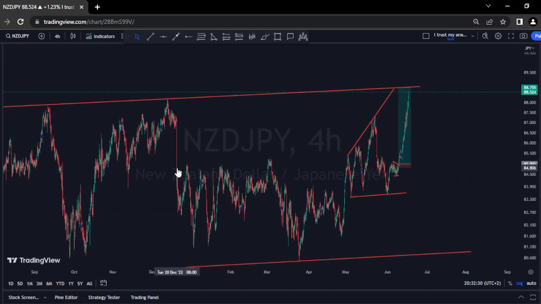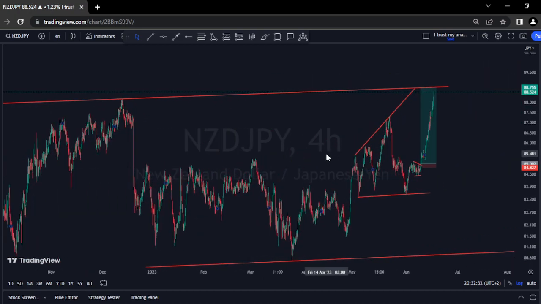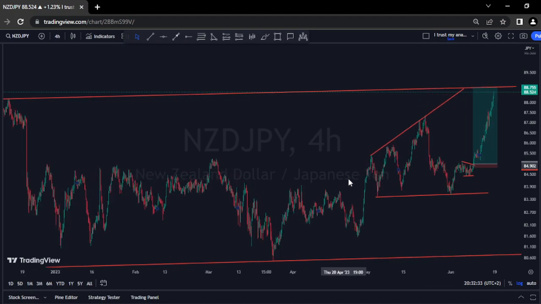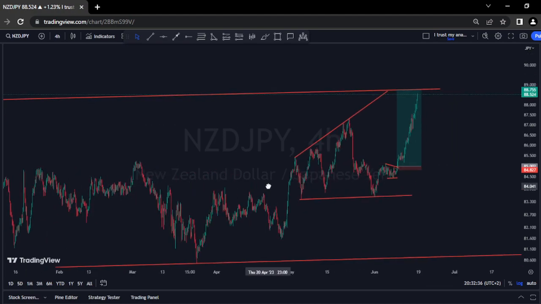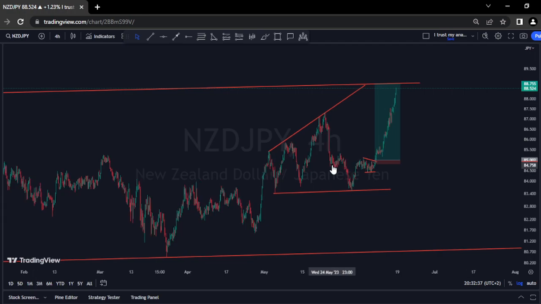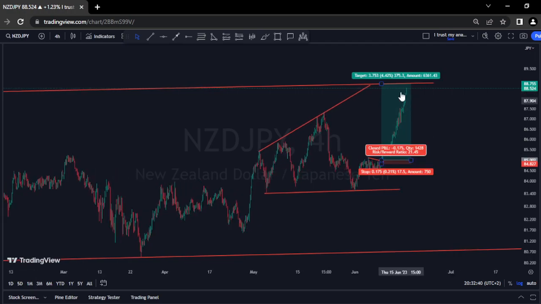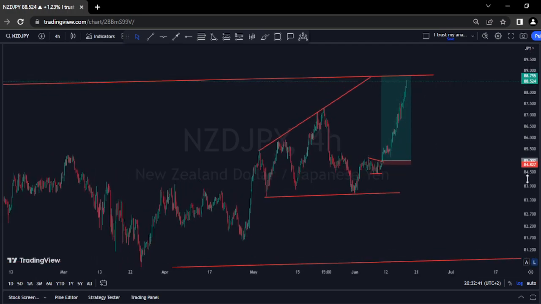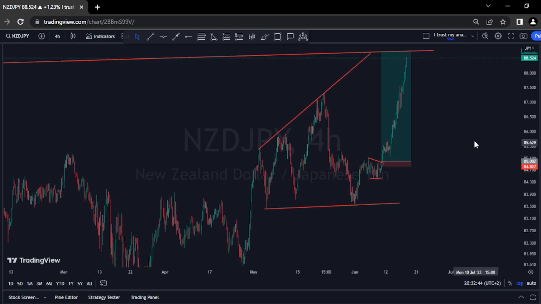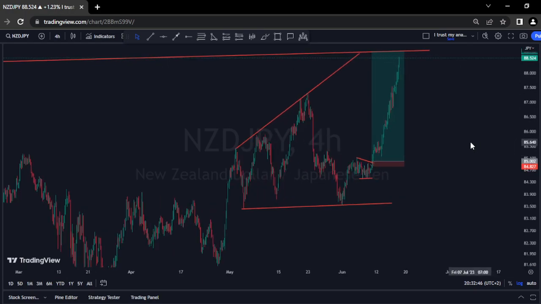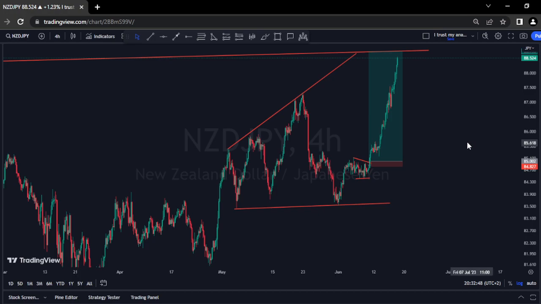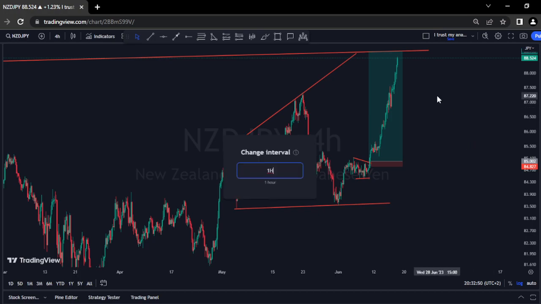So if you remember my NZDJPY analysis, ladies and gentlemen, I caught this nice trade all the way to the upside. And I hope you guys did too.